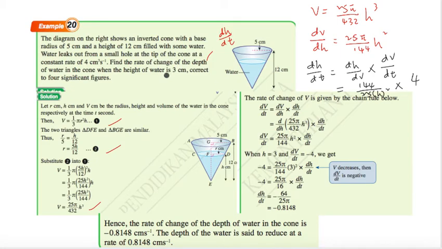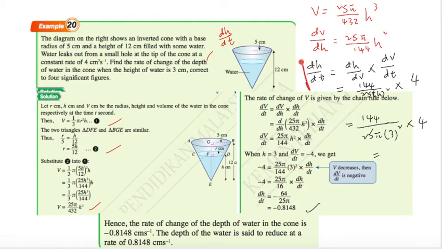And H equals 3, can substitute 3 inside here. So 144 over 25 pi H square, H equals 3 square, multiply dV dt equals 4. So this answer later, if same with here, I will cancel this method.